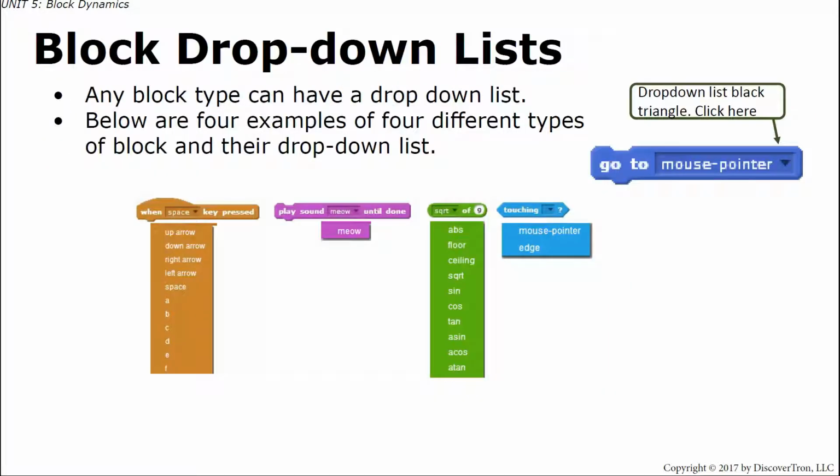Finally, we're going to wrap up this section 5.1 by looking at the drop-down list for your different types of blocks. Not every block has a drop-down list, but some of them do. You can tell if it has a drop-down list when there's this little black arrow right there. Any block that has that little black arrow on it tells you it has a drop-down list. And some of these drop-down lists can be very large.